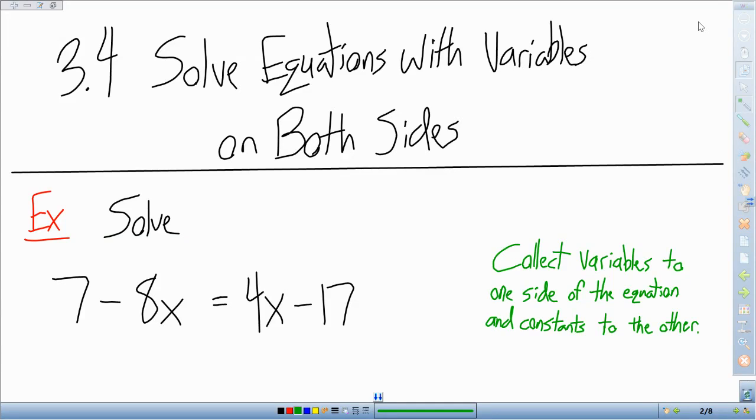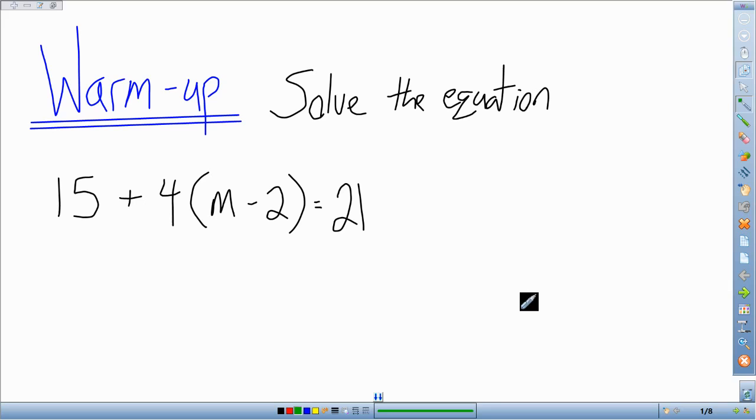Hey everybody. So we are looking at 3.4 today, solve equations with variables on both sides. But before we get into this real quick, I'm going to have you guys try a warm up dealing with our last lesson when we were solving multi-step equations. Okay, so go ahead and try out this warm up on your own and see how much you remember.